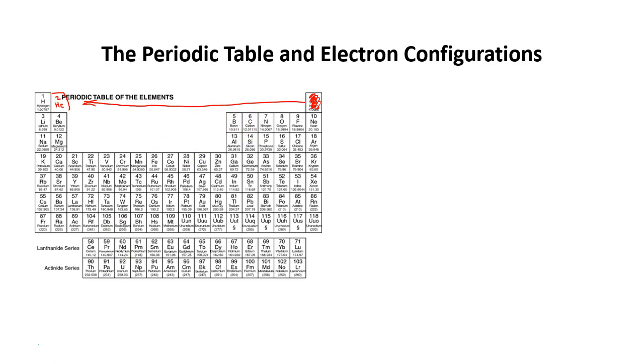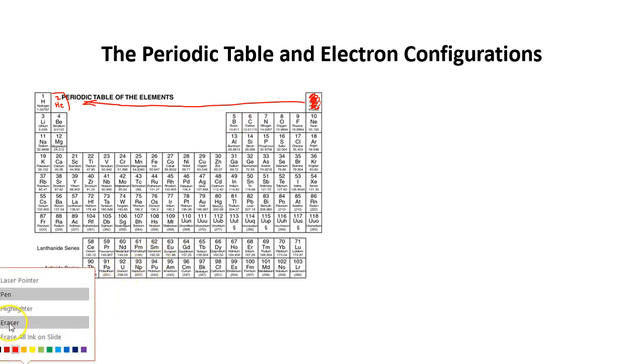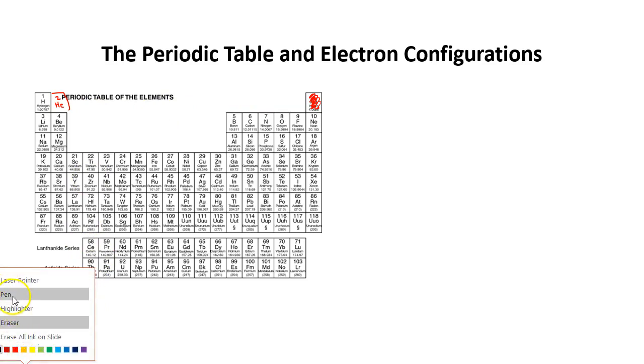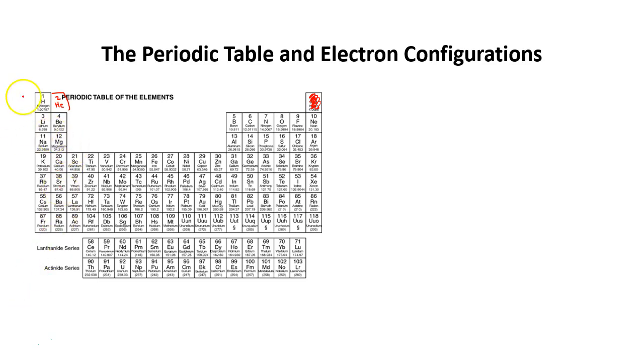Now, let me do some housekeeping here. I'm going to erase this. All right, I was just showing you how to bring that over there. Okay. All right, so the first two columns are what we call groups. That's going to be your s atomic orbital.